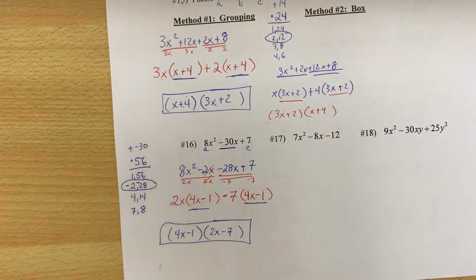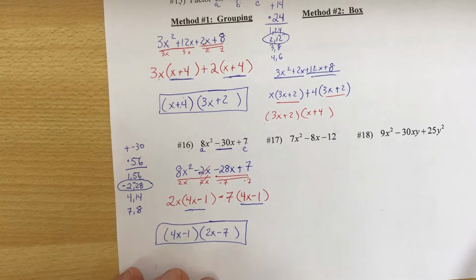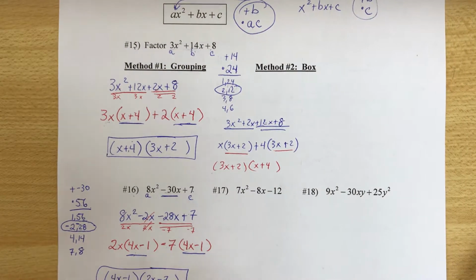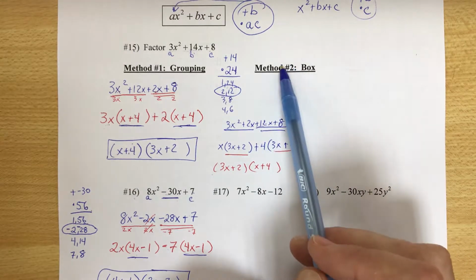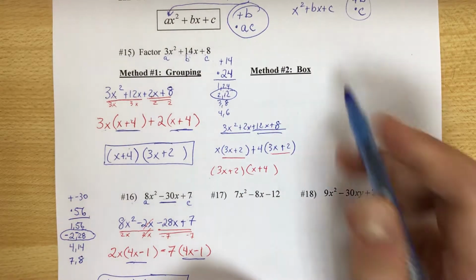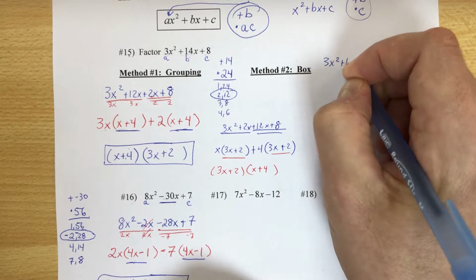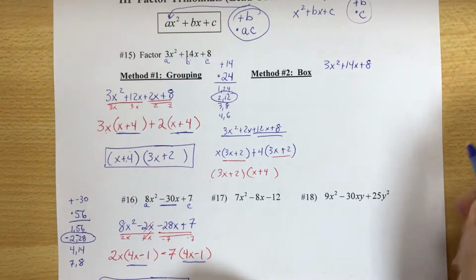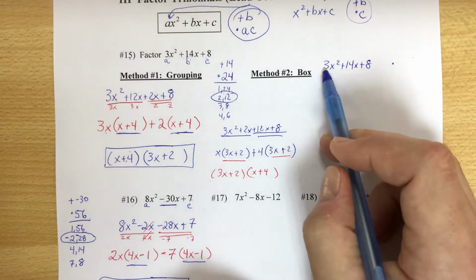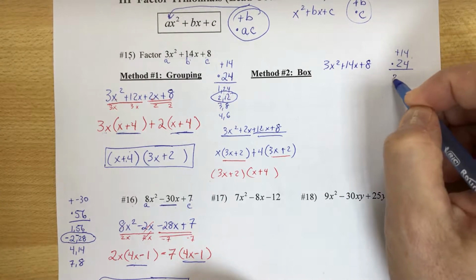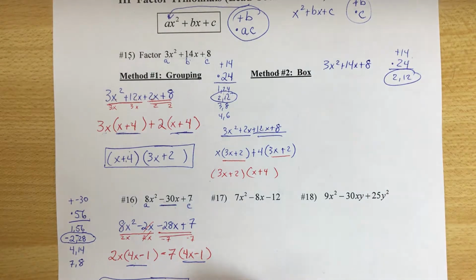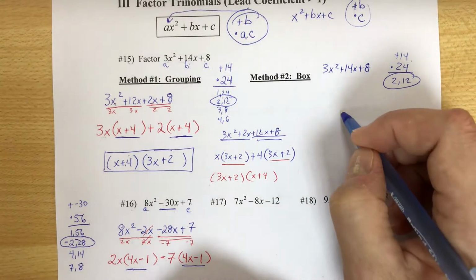and you will. Okay, so let me show you what the box method is. It is actually the same as grouping, it's just a different way to organize it. I'm going to go back to the example we did, 3x squared plus 14x plus 8. And we had to multiply to get 24. 3 times 8, we had to add to 14. And we knew that it was 2 and 12. Okay, we're not going to go back through that process.